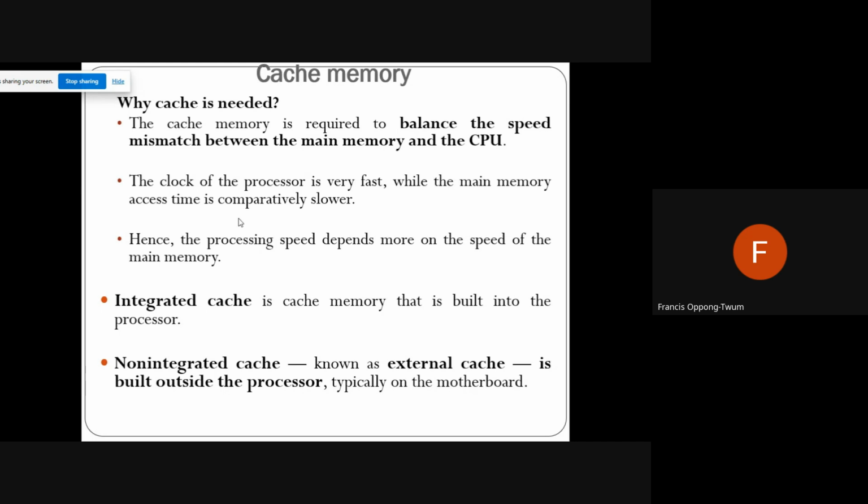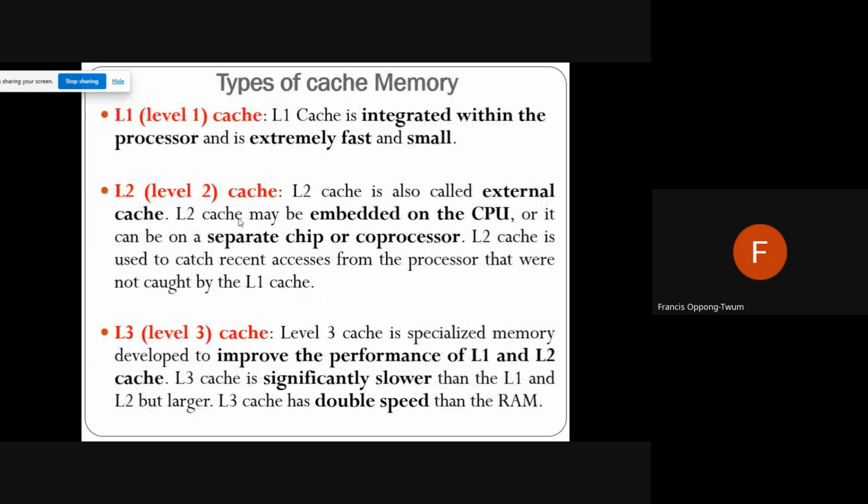The processing speed depends more on the speed of the main memory. Therefore, integrated cache is the cache memory that is built into the processor. And we also have the non-integrated cache, which is also known as the external cache, built outside the processor and typically on the motherboard.